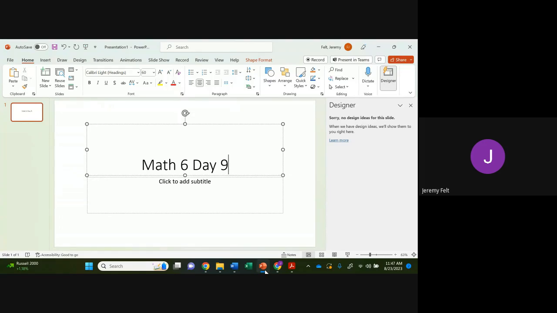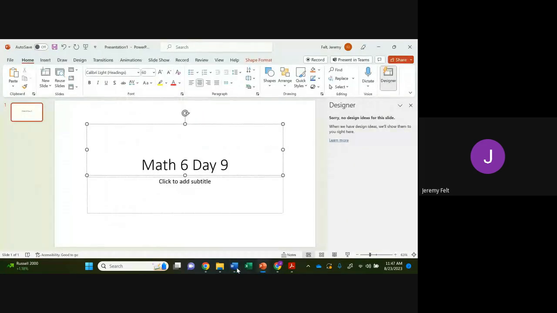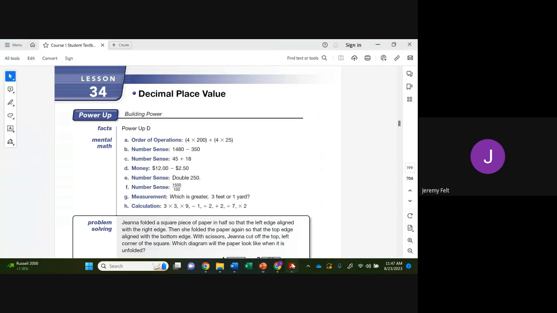So today we're looking at day 9, and we're going to be doing lessons 34 through 37. A lot of it may still be review and things that you guys know, which is great. If you don't know it or something you haven't gone over, then that's why we're going over it now. So lesson 34, and we're looking at decimal place value.